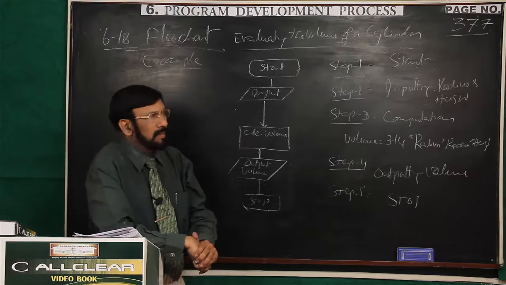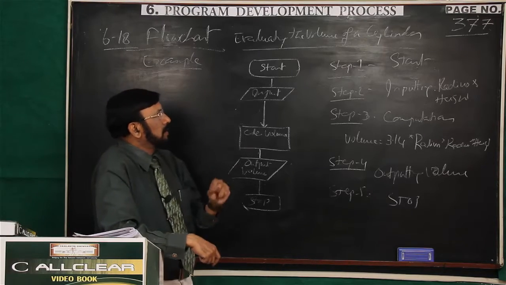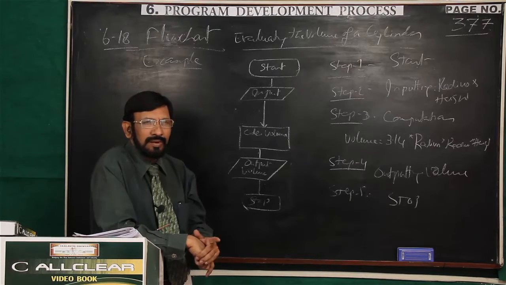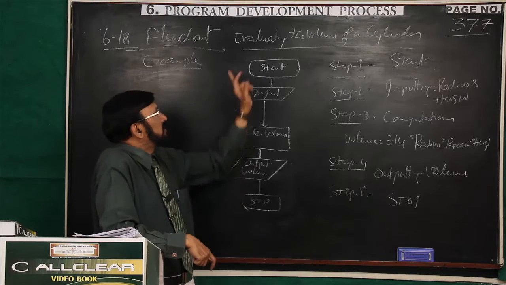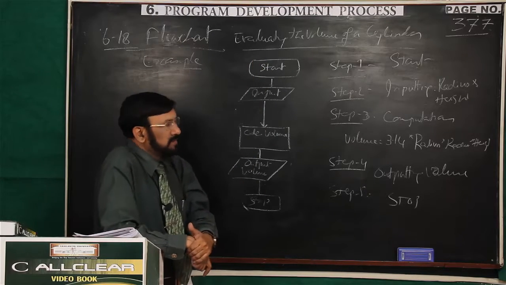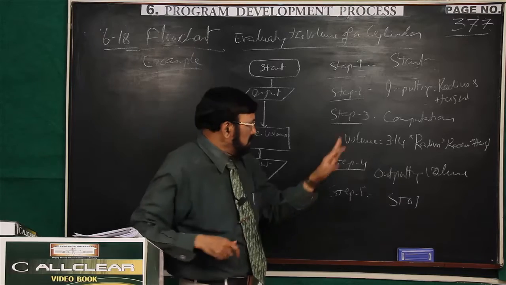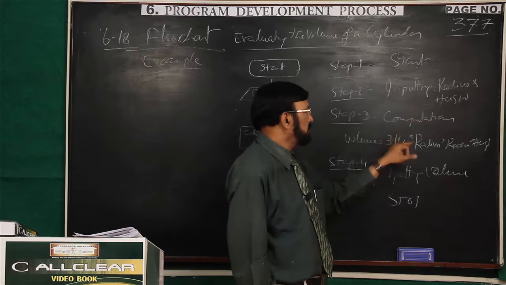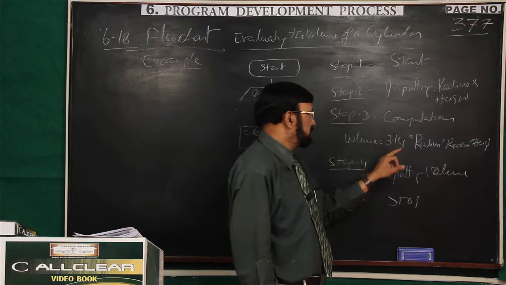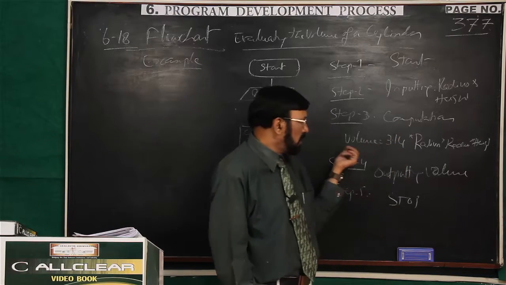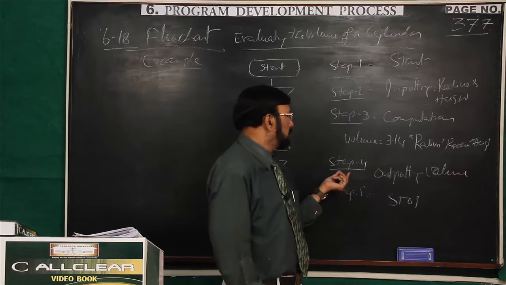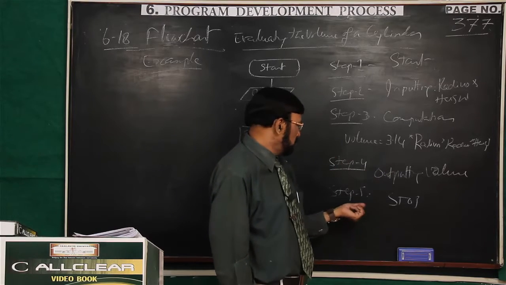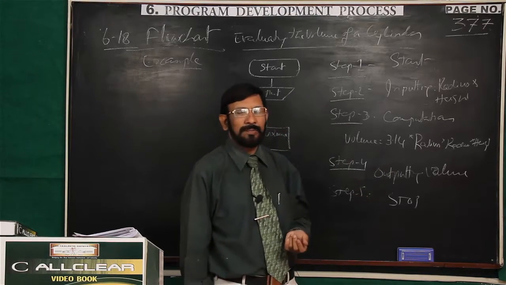Now, let us write a simple flowchart. Already we considered one case, that is evaluating the volume of a cylinder. In that, this is the algorithm. Start program, input radius and height, computation, that is evaluating volume using a formula. Fourth step is outputting volume, and fifth step is stop program.